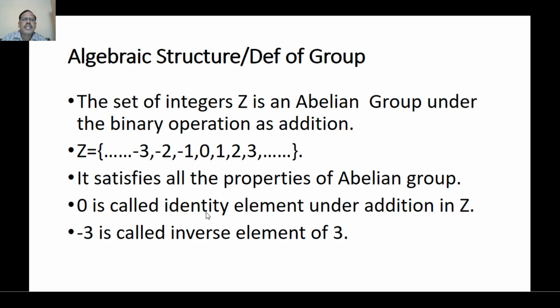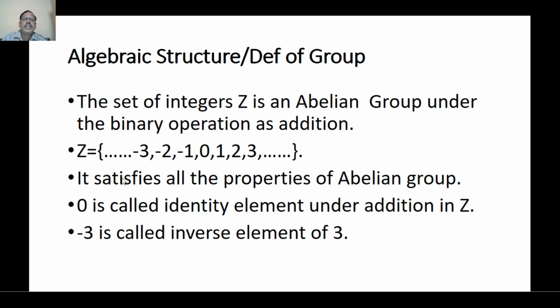So 0 is called the identity element under addition in Z. And if you take the inverse property, you observe that for 1 we have minus 1, for 2 we have minus 2, for 3 we have minus 3, for 4 we have minus 4. So each element has its own inverse element and their sum is 0. 1 minus 1 is 0, 2 minus 2 is 0, 3 minus 3 is 0. So their sum is 0.